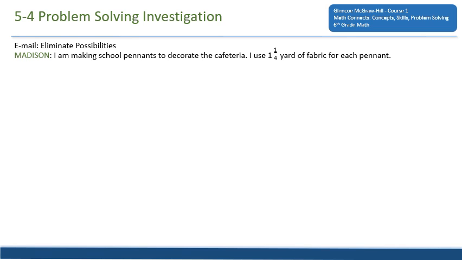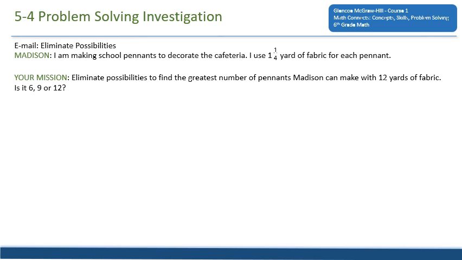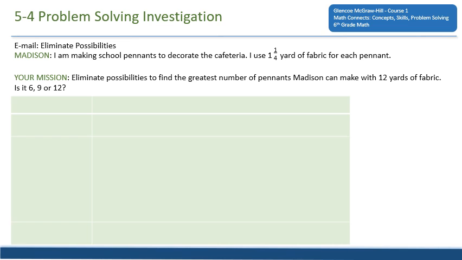Eliminate possibilities. Madison said, "I am making school pennants to decorate the cafeteria. I use 1 1/4 yards of fabric for each pennant." Your mission: eliminate possibilities to find the greatest number of pennants Madison can make with 12 yards of fabric. Is it 6, 9, or 12?